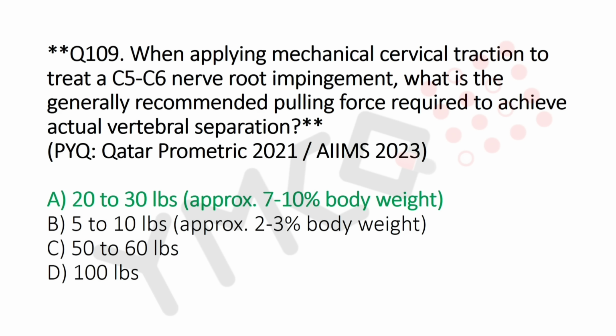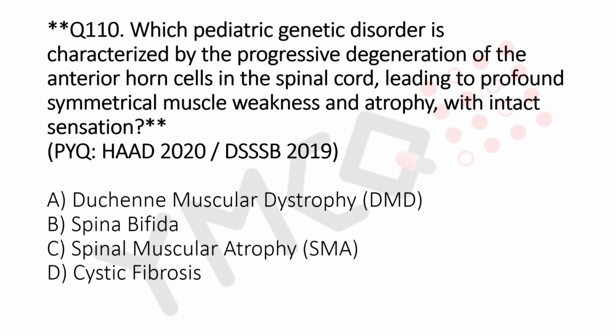Okay. Now let's move to question number 110. Which pediatric genetic disorder is characterized by the progressive degeneration of the anterior horn of the spinal cord, leading to profound symmetrical muscle weakness and atrophy with intact sensation? Option A, Duchenne muscular dystrophy. Option B, spina bifida. Option C, spinal muscular atrophy. Option D, cystic fibrosis. And the answer is option C, spinal muscular atrophy, SMA.